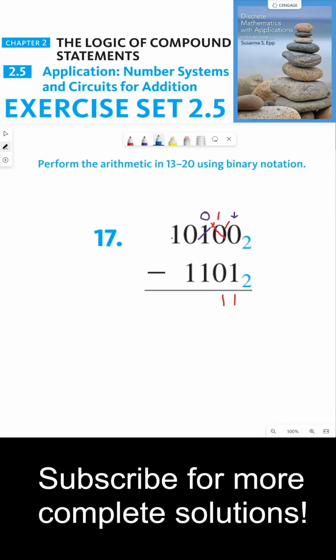And so the fourth column to the right becomes 10. We need to borrow one of those, which is going to turn into just a 1. 10 minus 1 is 1. And that borrowed 1 will go to the third column to the right. So now it's a 10. 10 minus 1 is 1. 3 minus 2 is 1. So that's another way of thinking about it.